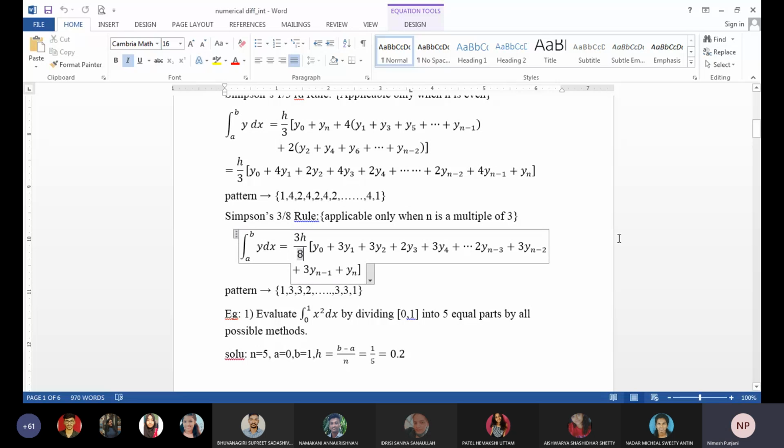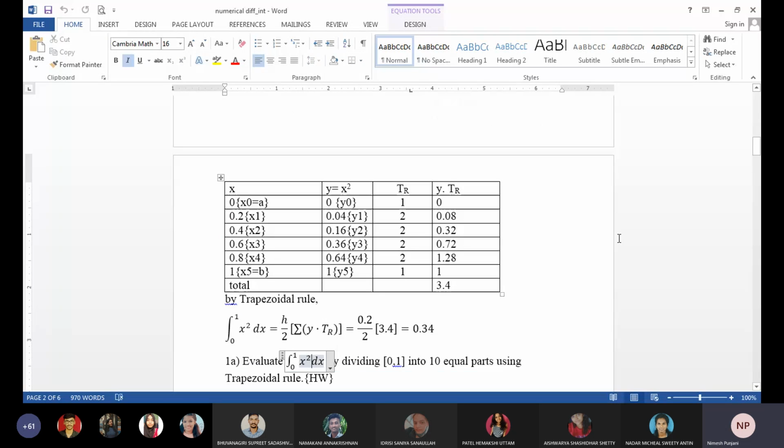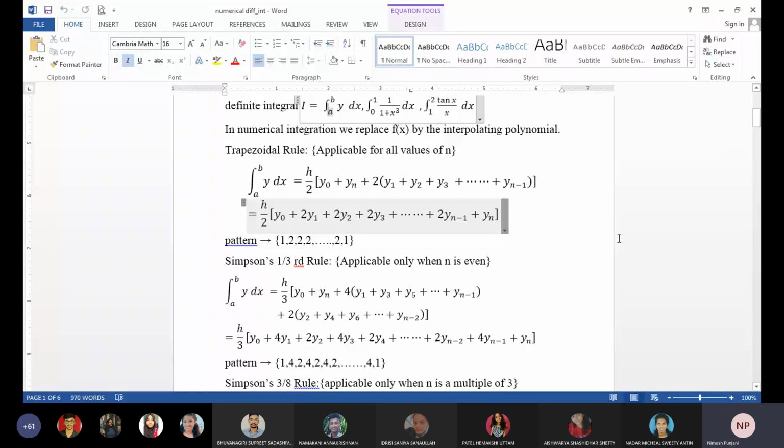Now we will solve the examples which are pending. I will just go through the formulas of the trapezoidal rule. Trapezoidal rule is given by h by 2 multiplied by y0 plus 2 times y1 plus 2 times y2 plus 2 times y3 plus 2 times y4 and so on, and the last term is yn. This is your trapezoidal rule formula.